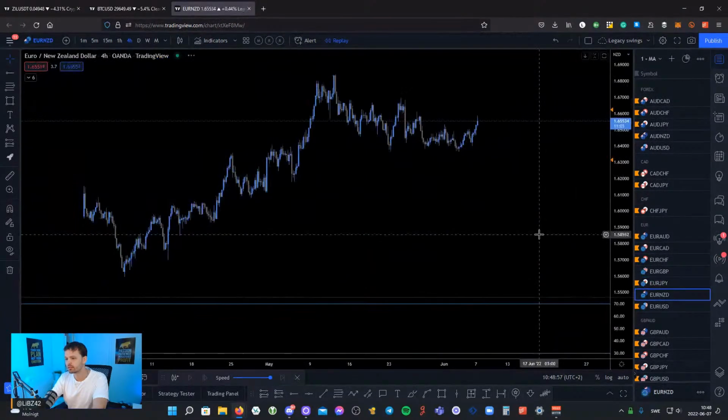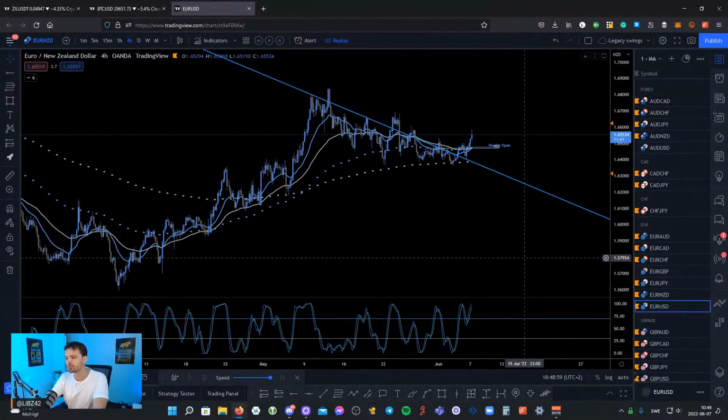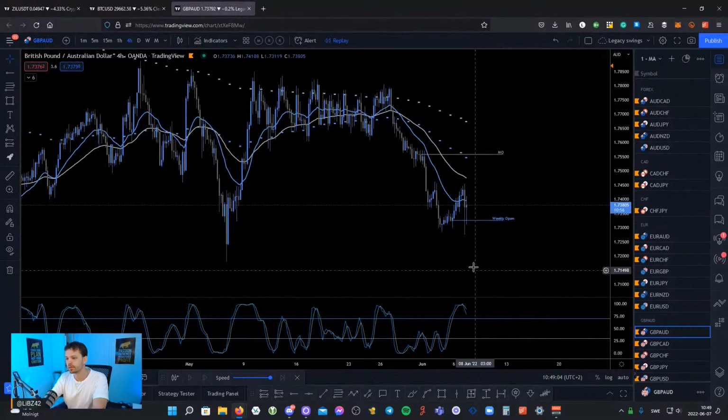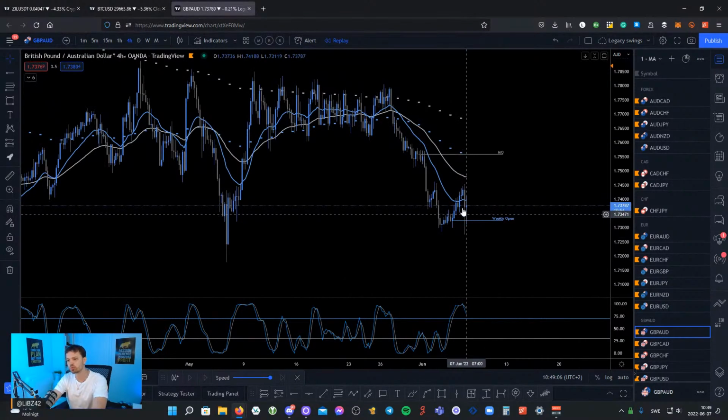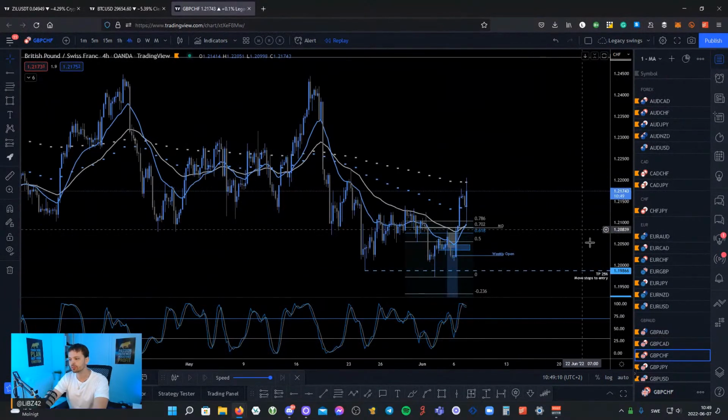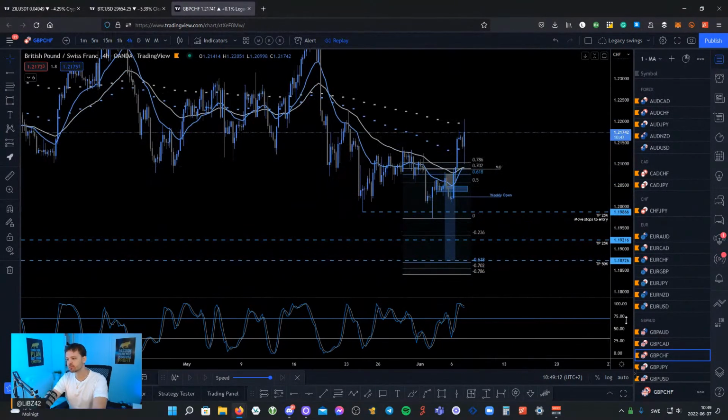Euro JPY is added to the orange list. Euro NZD, there's a lot of moves here. I like this. I do really like what's going on today. This is actually a possible short, but it's not perfect. All right. What else? GBP CHF. I'm actually removing this one.